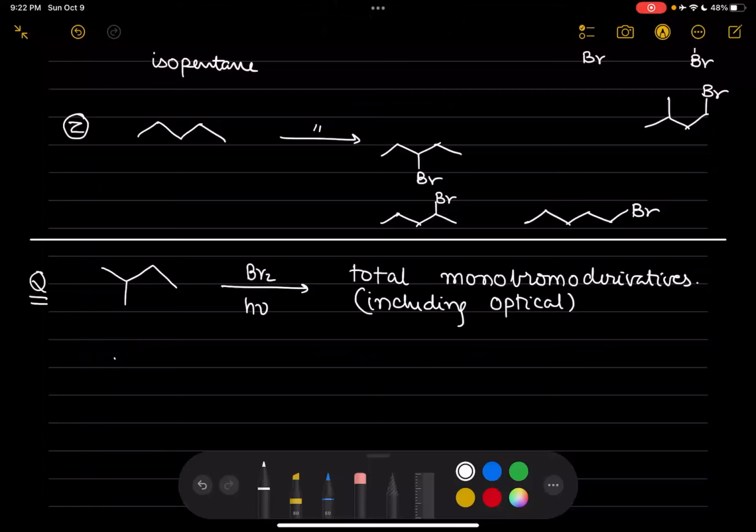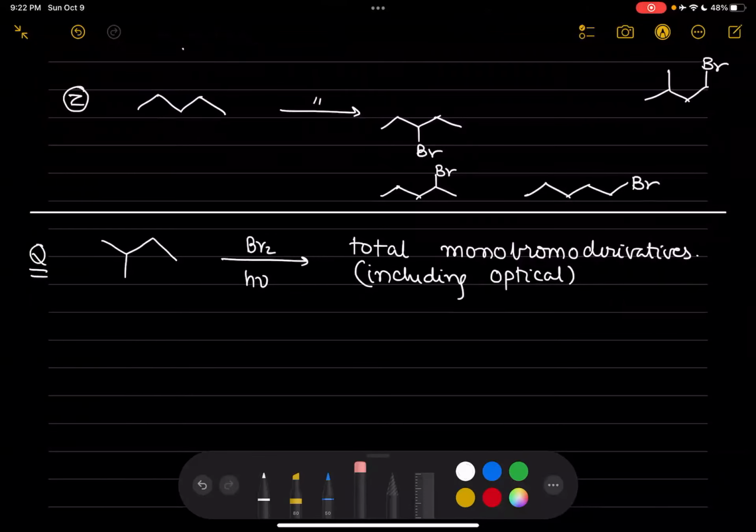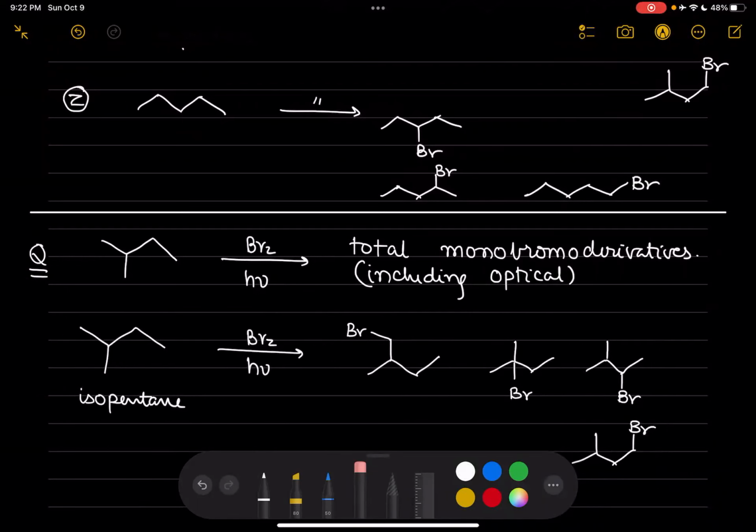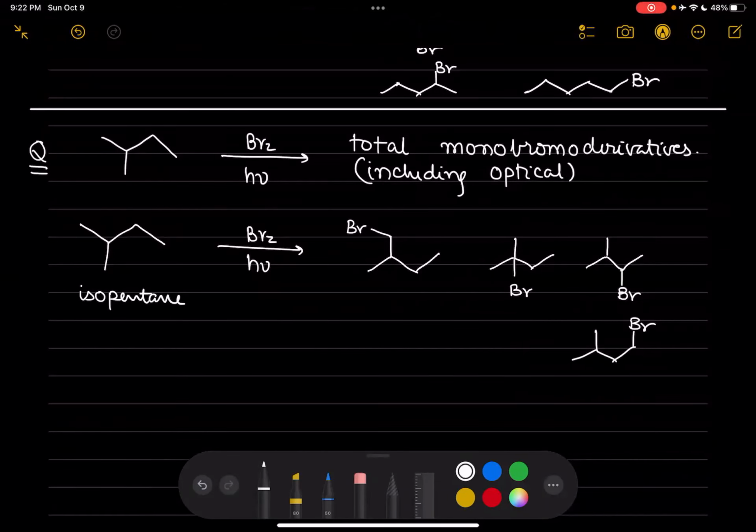Wait, how do you find if a compound is optically active? So the shortcut method is to have a chiral carbon. Oh, okay. So if it has a chiral carbon, it is optically active. So which one of them will be optically active? Wait, let me see. It's only one of them, right? The second one.